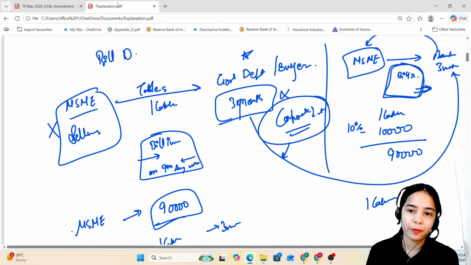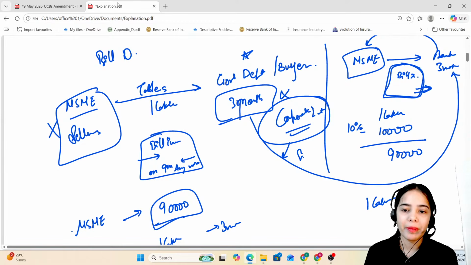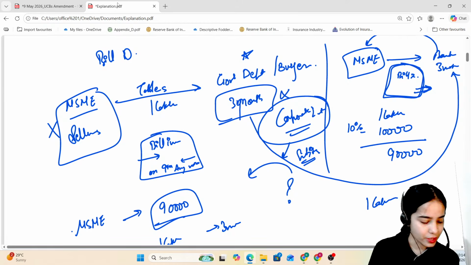Can the buyer default? This corporate entity or some entity, even if it had a good credit rating previously, is there some risk involved? Yes or no?